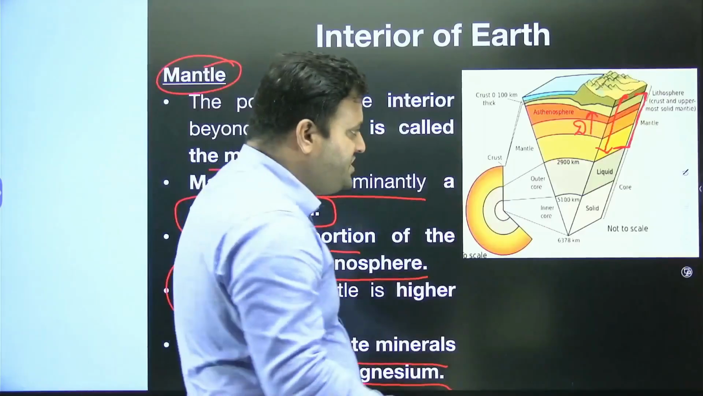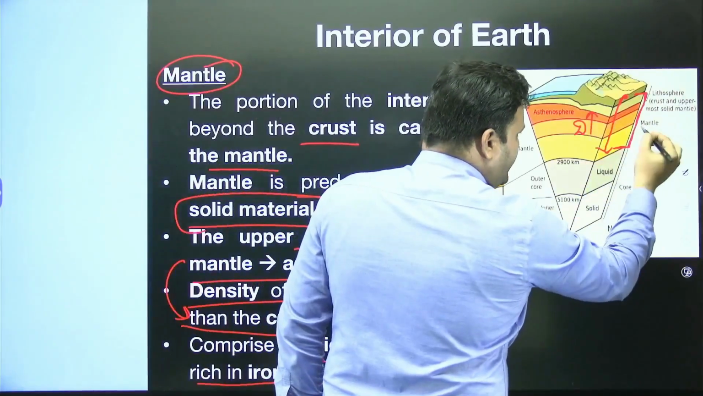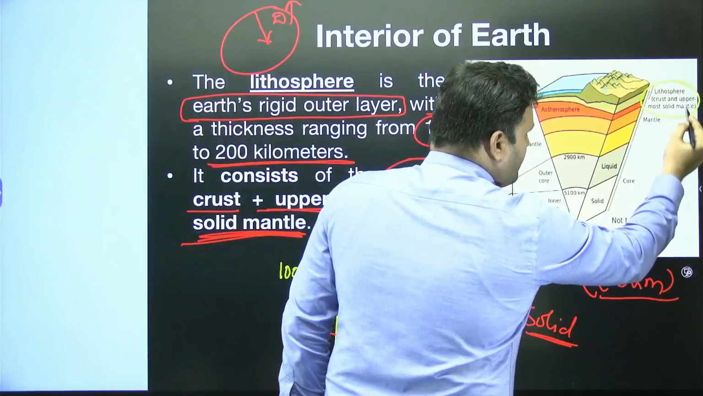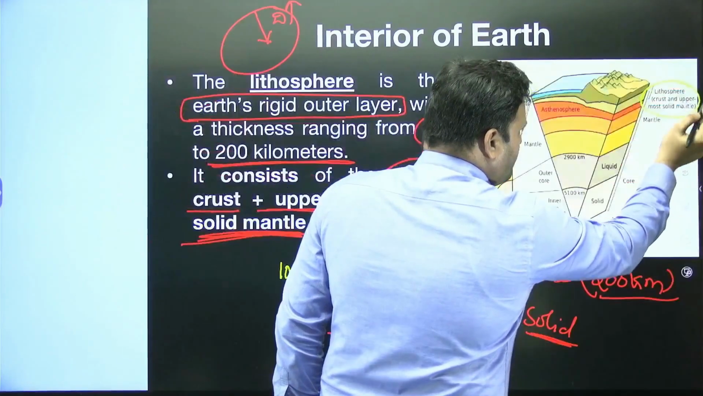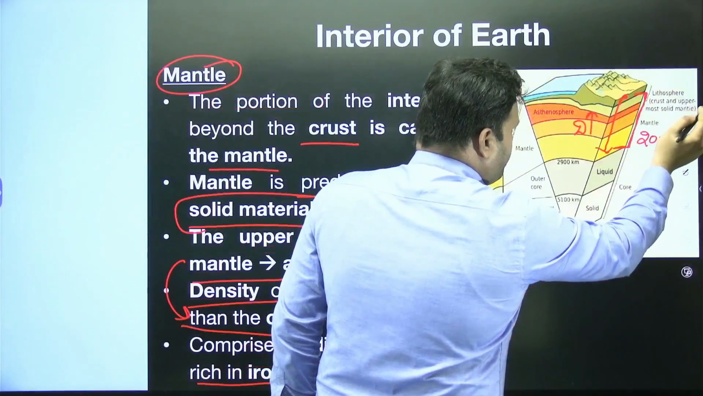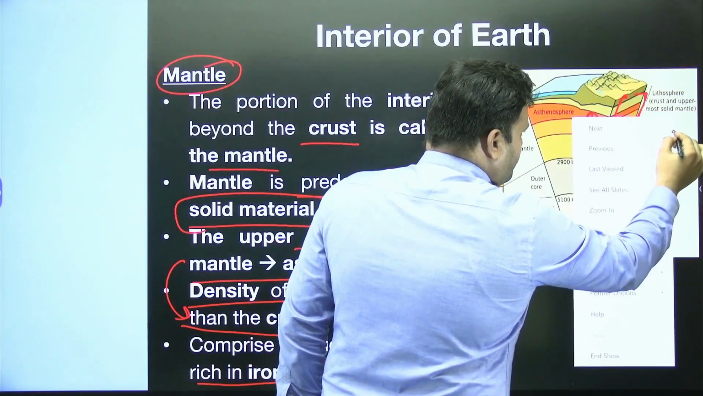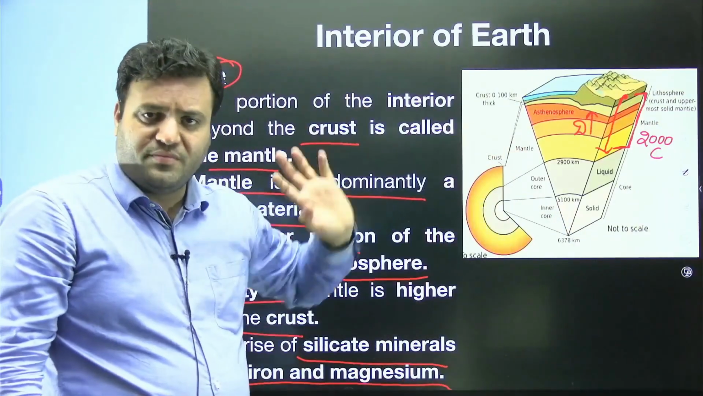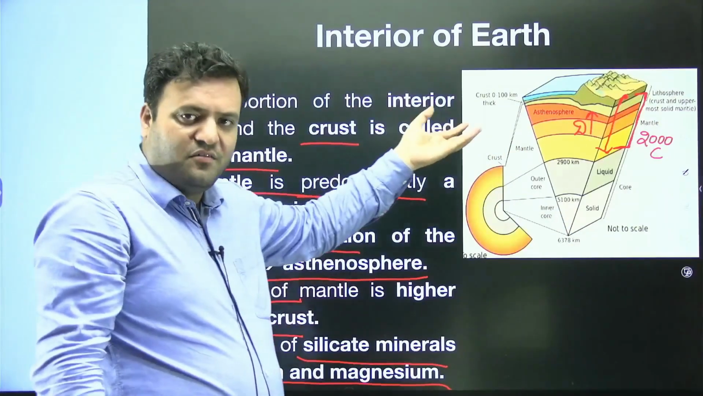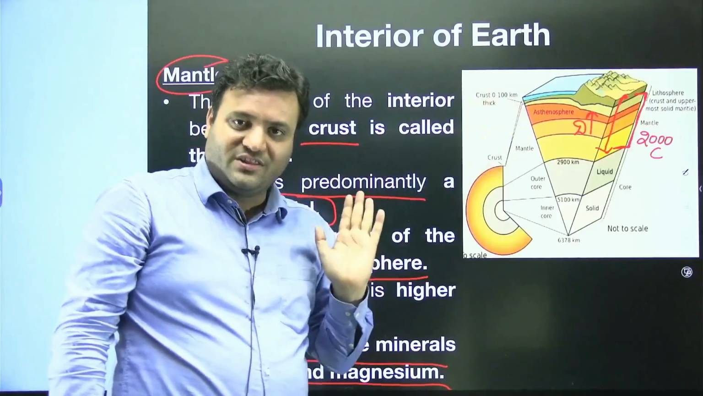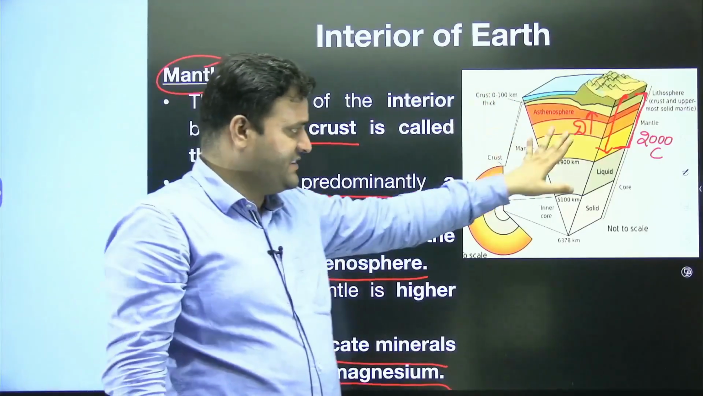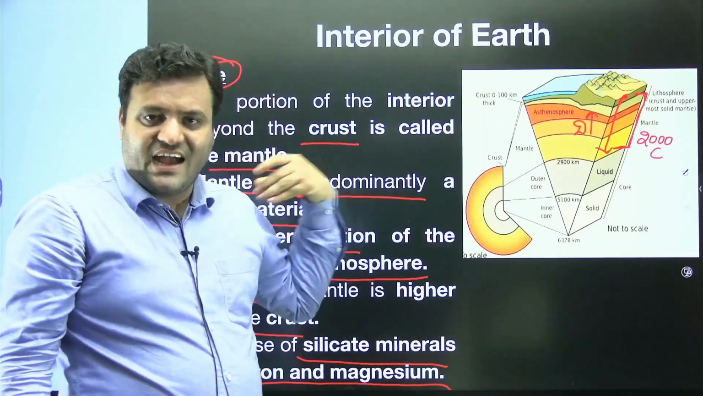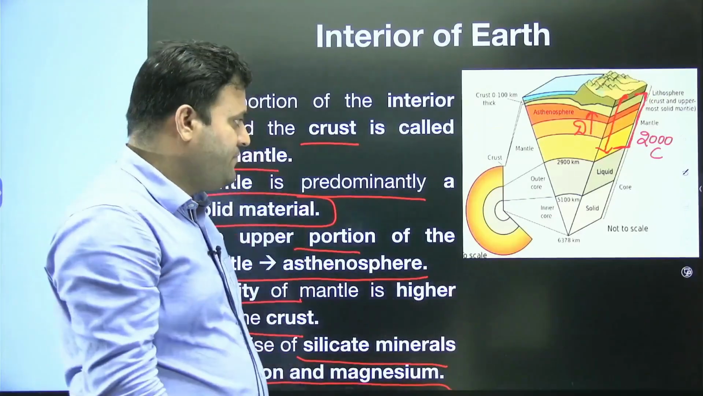If you see the temperature in the mantle, it ranges somewhere near 2000 degrees Celsius. This is the temperature of the lowermost mantle, I would say, ranging somewhere from 500 to 2000 Celsius. This would be the pattern of temperature increasing in the mantle as you go deeper into the mantle itself.